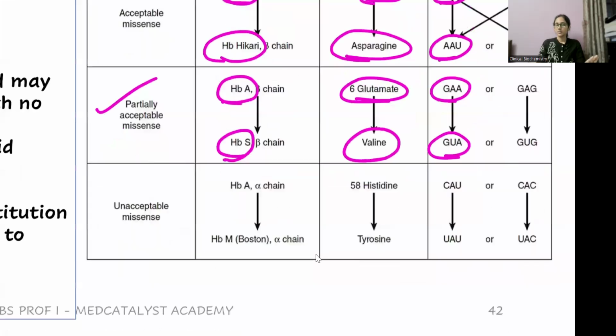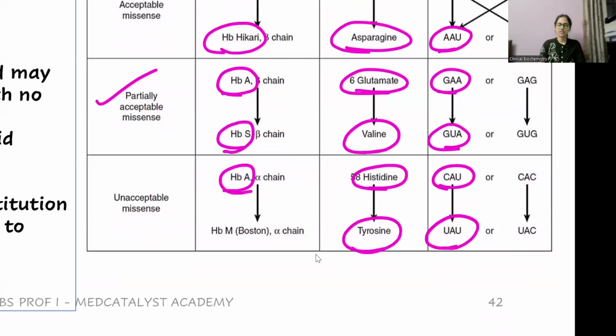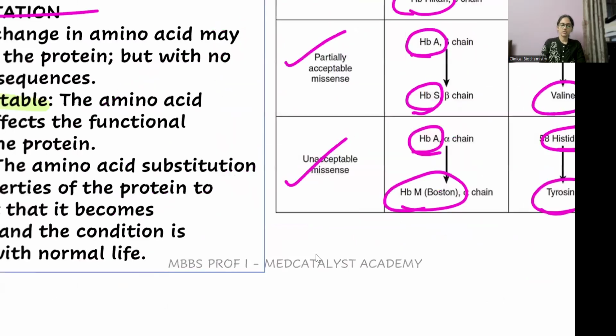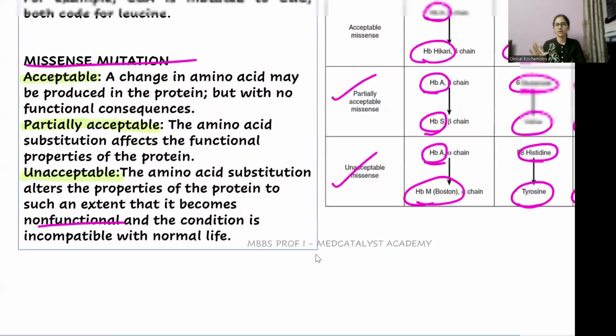But unacceptable means what? It's incompatible with life. So there is a point mutation wherein histidine is getting converted to tyrosine. So HbA gets converted to Boston hemoglobin, or HbM. So this is an unacceptable missense mutation. Here the protein itself becomes non-functional. So the hemoglobin itself becomes non-functional. In partially acceptable, hemoglobin is functional only. But in unacceptable, the hemoglobin itself becomes non-functional and it is incompatible with normal life.